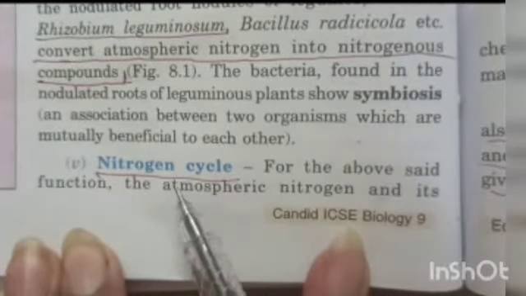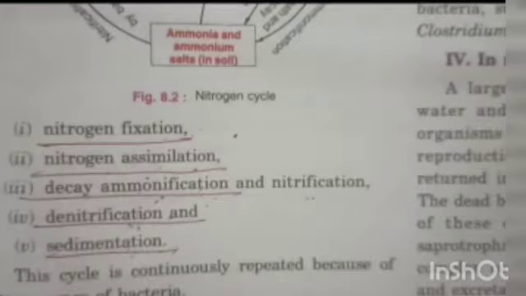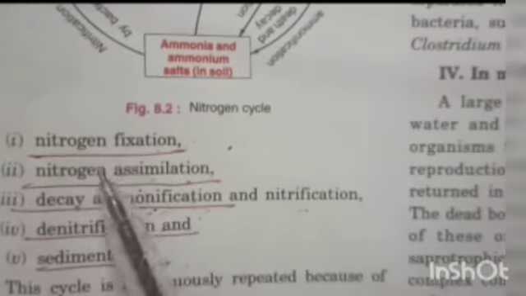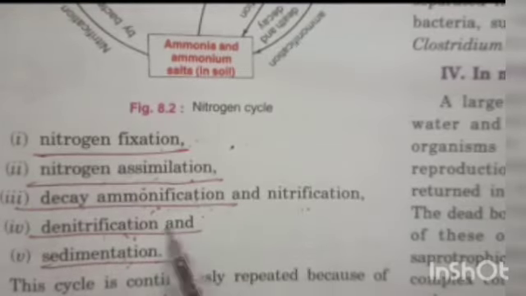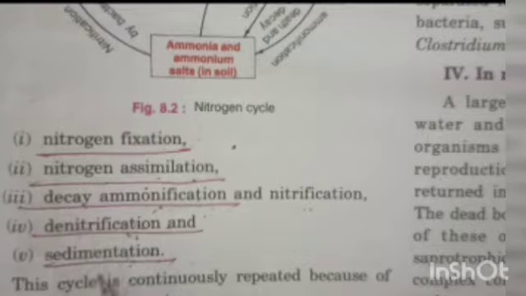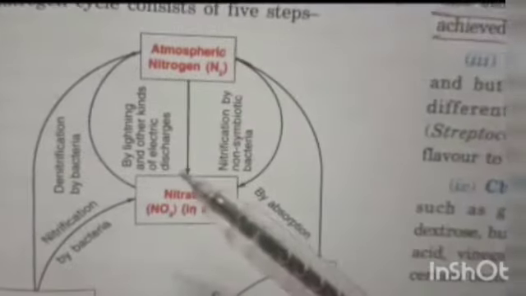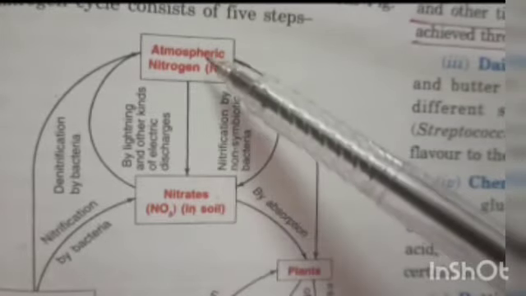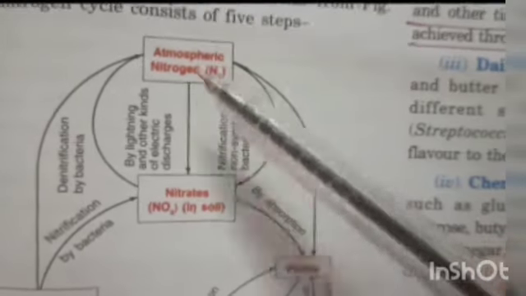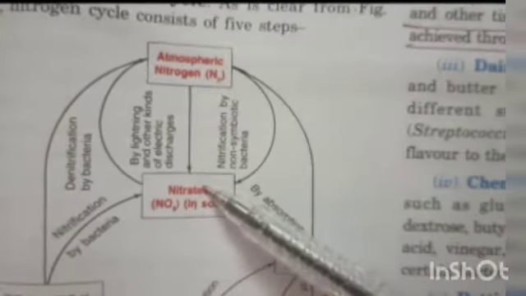Okay, now next is your nitrogen cycle. The nitrogen cycle consists of 5 steps: nitrogen fixation, nitrogen assimilation, decay, ammonification and nitrification. Then is your denitrification and sedimentation. Children, just look at this diagram. I'll try to explain this one. First step is your nitrogen fixation. Some bacteria convert this atmospheric nitrogen into nitrates, right?